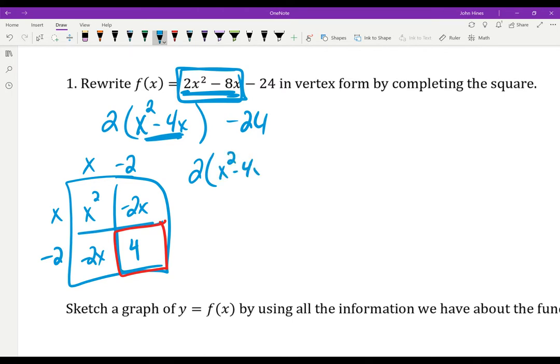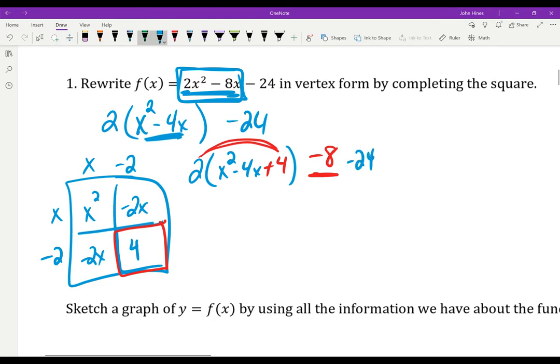2x squared minus 4x, magic number of 4. Here's where we have to be careful. We have to counteract that. I wrote plus 4, but there's really a 4 times 2, which is 8. So how do I counteract an 8? I need to do a minus 8 on the outside, because I wrote 4, and 4 times 2 is 8. So I need to do a minus 8 on the outside, and the negative 24 was there.